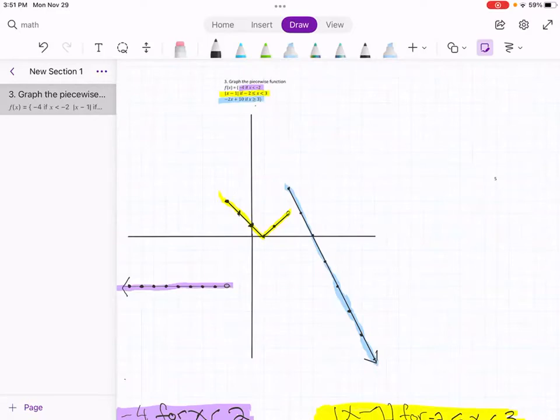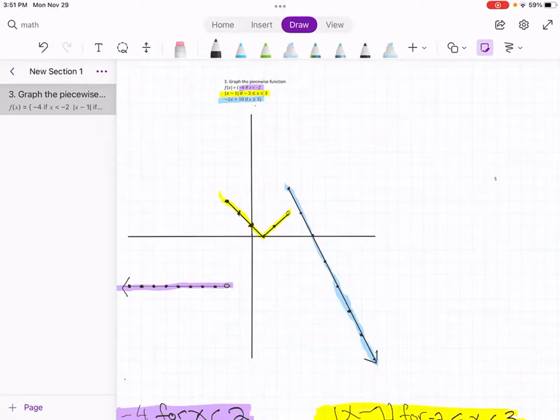Less than -2 means an open circle. If there was a less than or equal to, then it would be a closed circle. And what that also means is, with an open circle, for our next graph we can use that same point. Now, which brings us to our next graph, x minus 1 in absolute value.